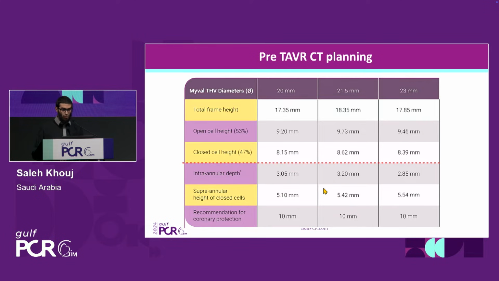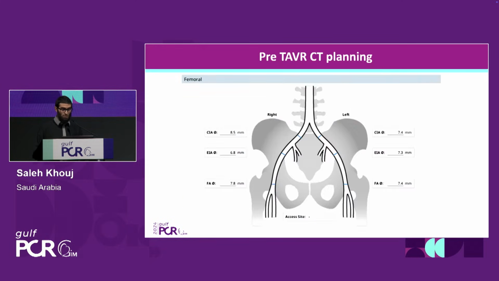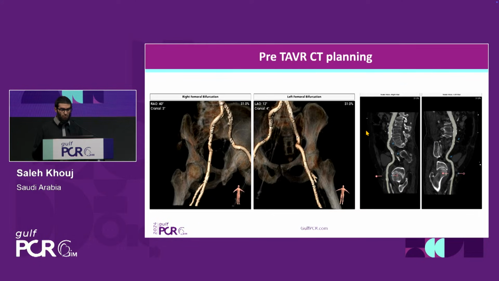This is the height of the 21.5 frame, so it's 18.3 millimeter in length. The closed cell is 8.6, and the open cell is 9.7. We suggest the depth be 90% aortic and 10% ventricular to minimize the risk of pacemaker. Moving to the peripherals, large and adequate peripherals with a minimum diameter of 7.5, very mild calcium, very minimal tortuosity, and the bifurcation is below the femoral head.